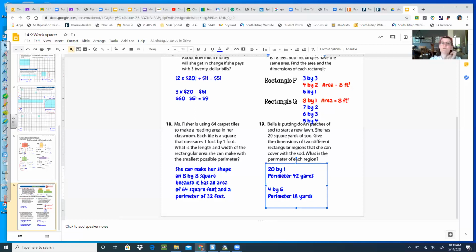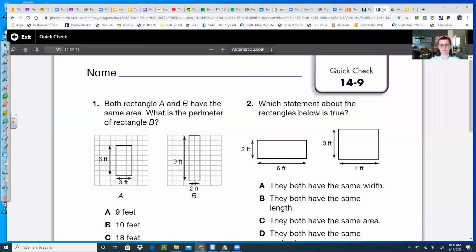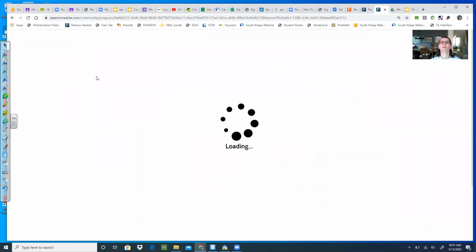Okay, give the dimensions of 2 different rectangular regions that she can cover with the sod. What is the perimeter of each region? Okay, 20 by 1 has a perimeter of 42. A 4 by 5 has a perimeter of 18. Okay, yep, we did that one. Yay, all done. Now we are off to our digital quick check. Remember to follow along. I give hints. Oh, I clicked on the wrong thing. Okay, let's go back. Hopefully it's still there.